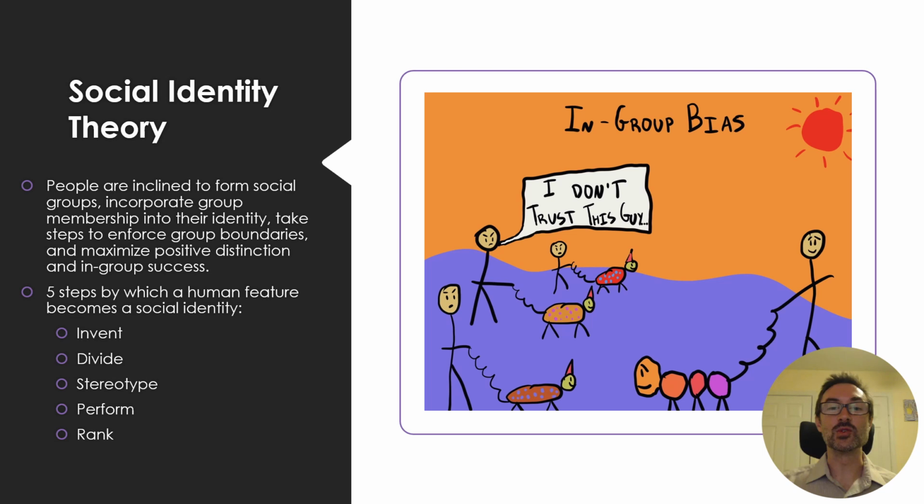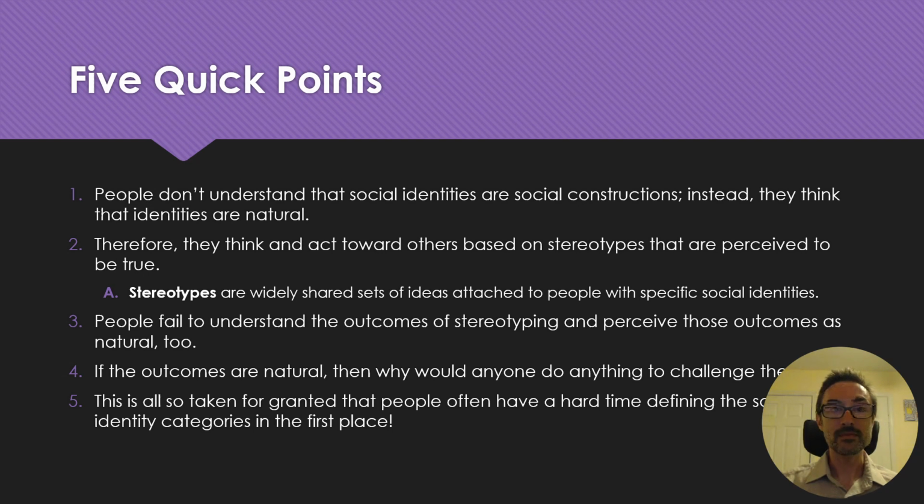We're going to look at the social construction of race and ethnicity to understand social identity theory. That is, the ways in which racial categories and identities have been invented, divided, stereotyped, performed, and ranked. But first, I want to make 5 quick points to keep in mind as you go through the rest of this lecture. Point number 1.